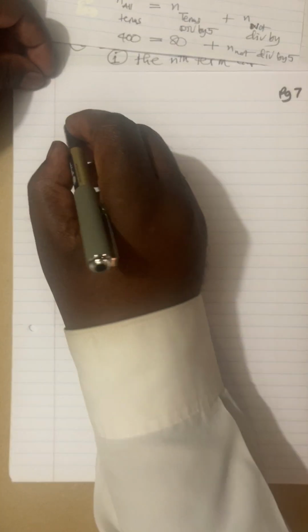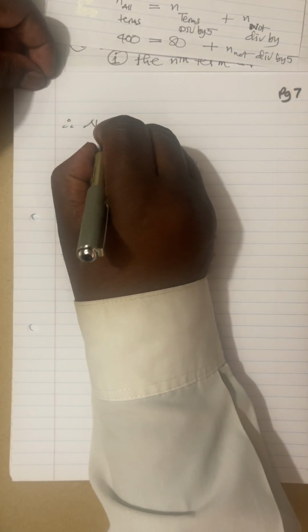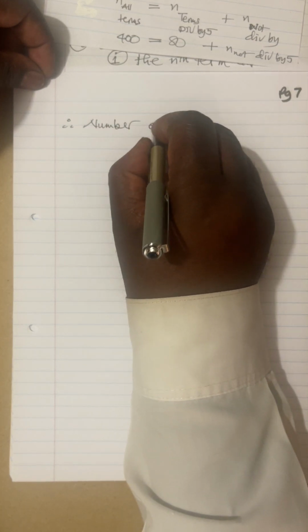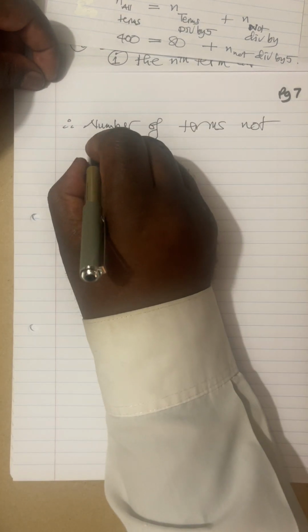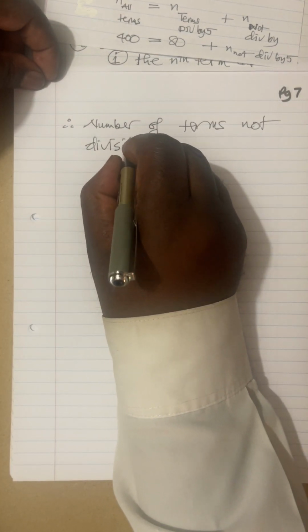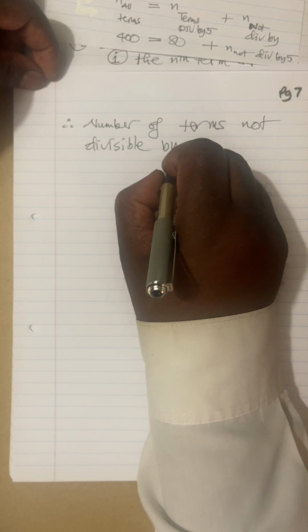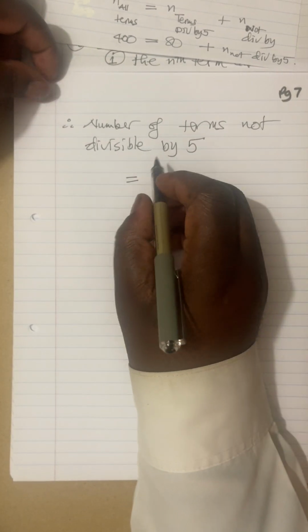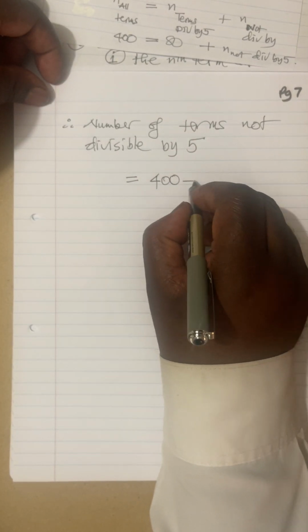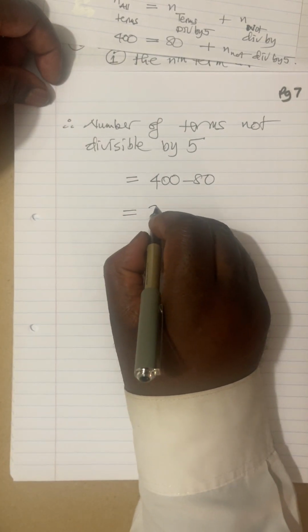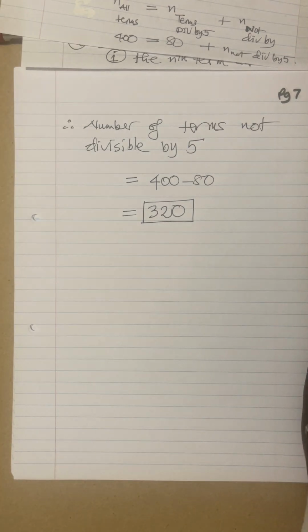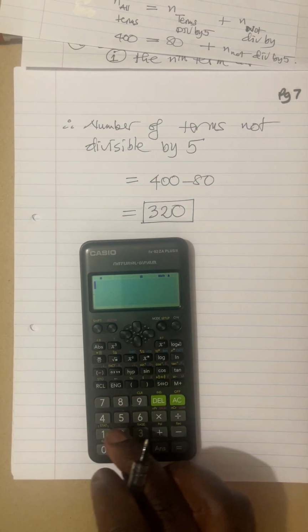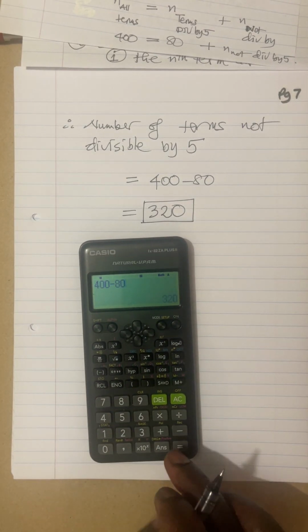Therefore, the number of terms not divisible by 5 will just be equal to 400 minus 80. I think this is exactly 320. So there are 320 terms that are not divisible by 5. Let me just check here. 400 minus 80, obviously it's 320. That's right.